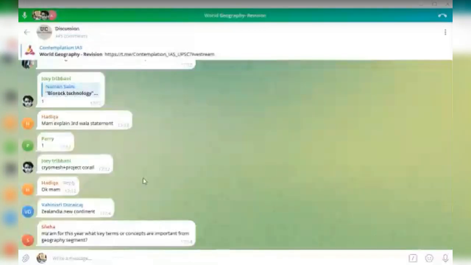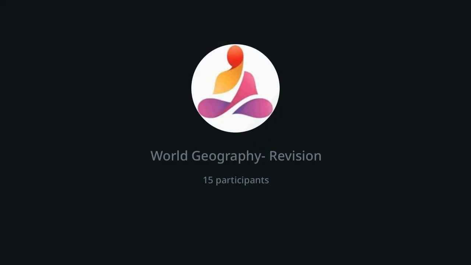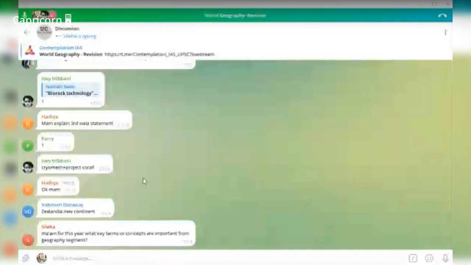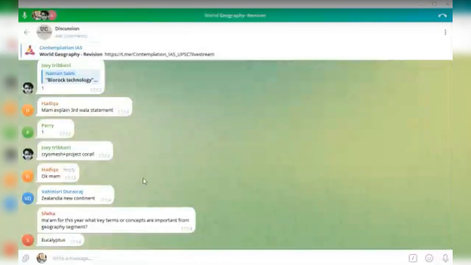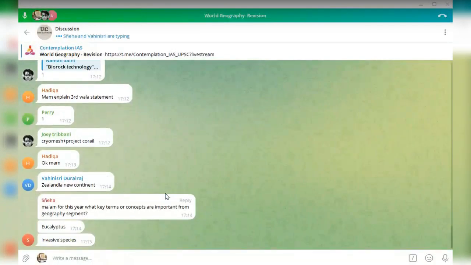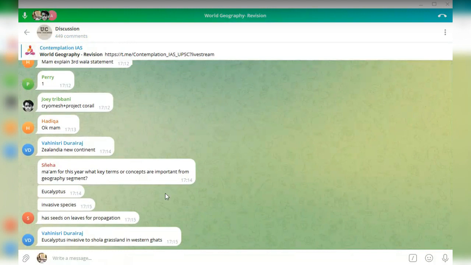Also, for what I was saying, eucalyptus I was discussing. Eucalyptus is important. Anyone can Google the image and bring it here. Those of you who don't know about eucalyptus, highly recommended, please go through it and read it. It is very important.